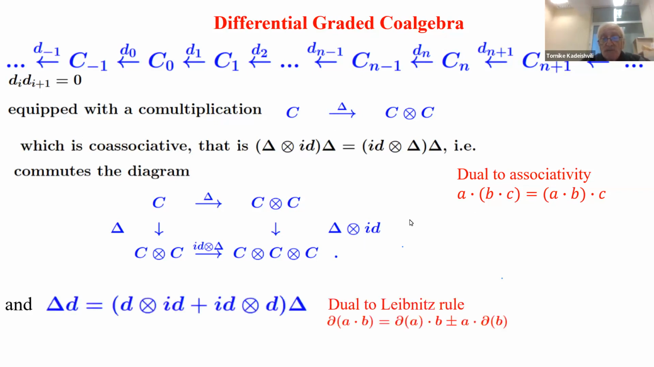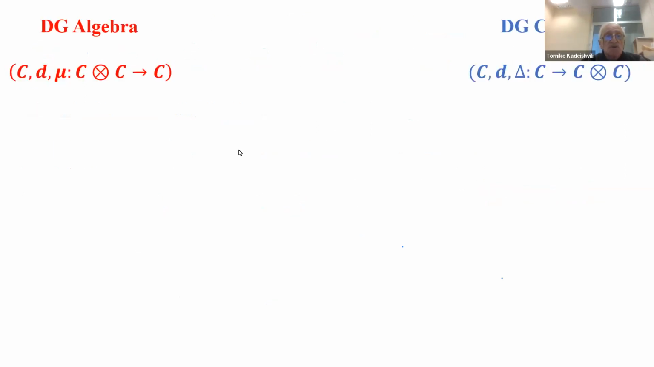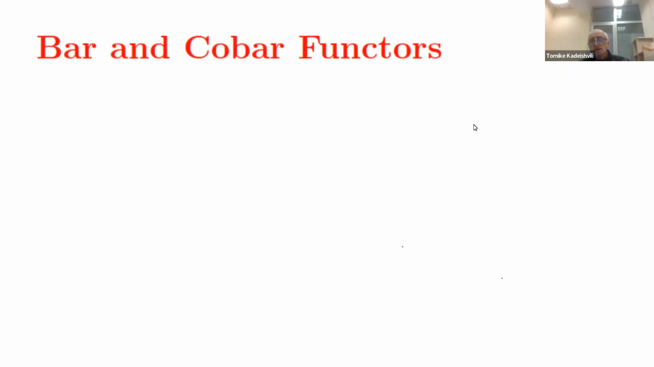And the Leibniz rule can also be replaced by its dual formula. So we have differential algebras: a chain complex C, D, and mu multiplication. And its dual: C, D, and delta diagonal, let's say, the co-multiplication. Okay.